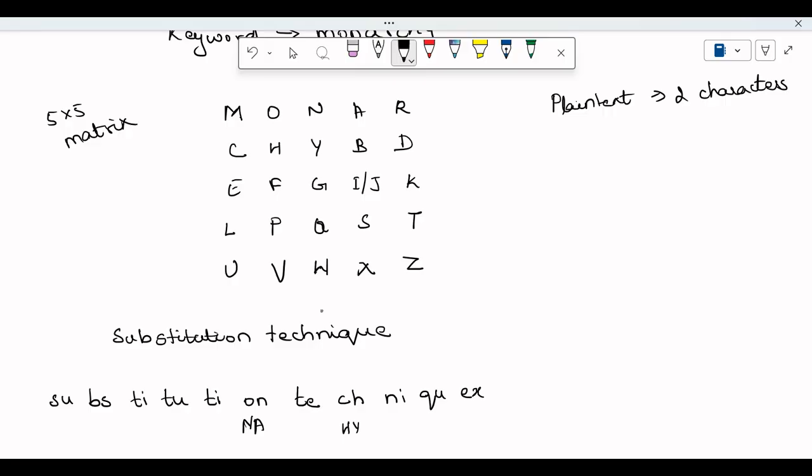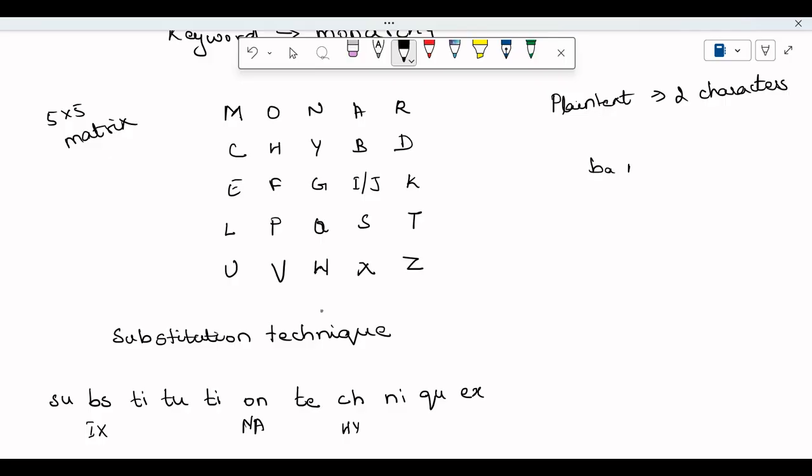If the plaintext pair falls in the same column of the matrix, consider this pair BS. BS falls in the same column of the matrix. So replace the letter by the letter beneath it. Here B can be replaced by either I or J. In this case, let us take I, and S is replaced by the letter beneath it, that is X.